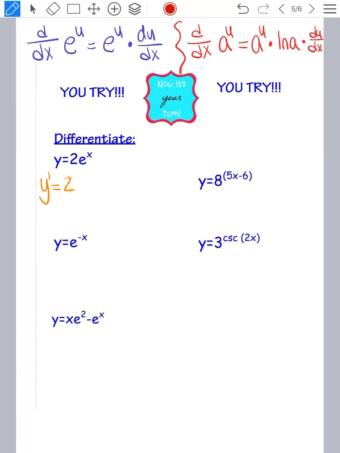So this is not product rule because 2 is just a constant. So we're going to keep 2. And then we're going to multiply by the derivative of the inside. Then we're going to multiply by the derivative of e to the x. So I'm going to keep 2. And the derivative of e to the x is keep it the same times the derivative of the inside, which is just 1. So y prime is going to be 2e to the x.